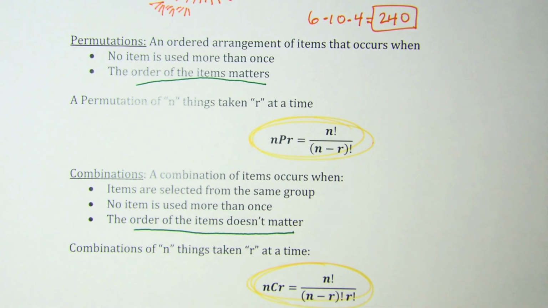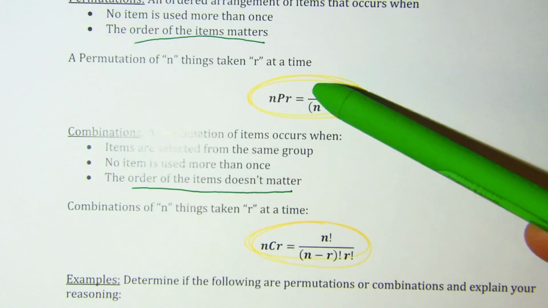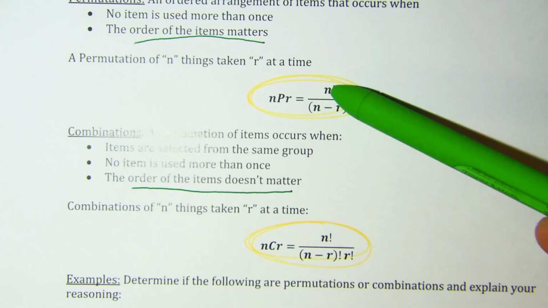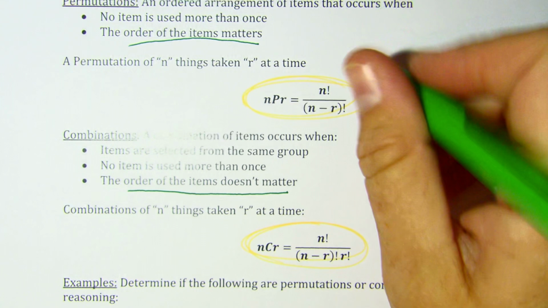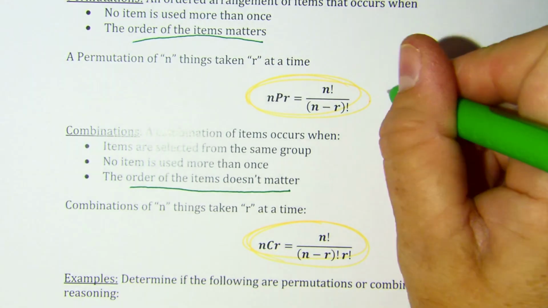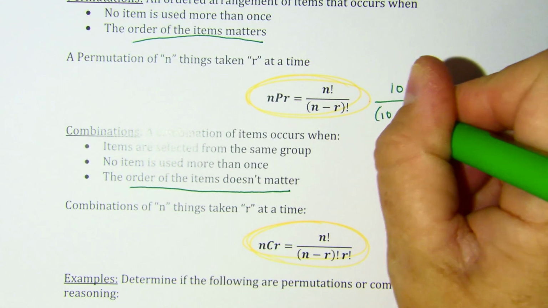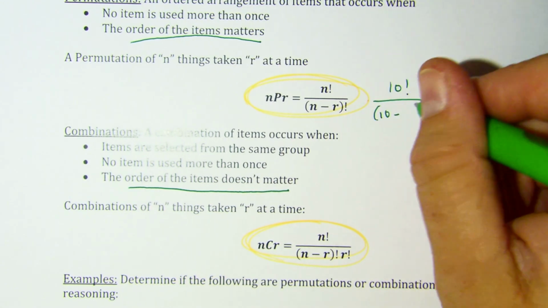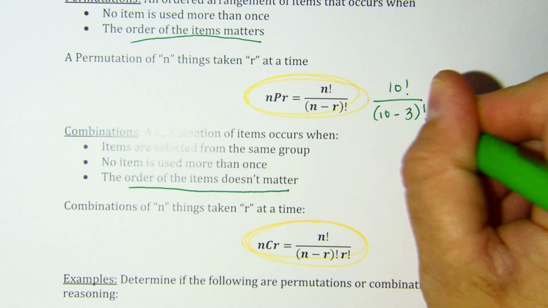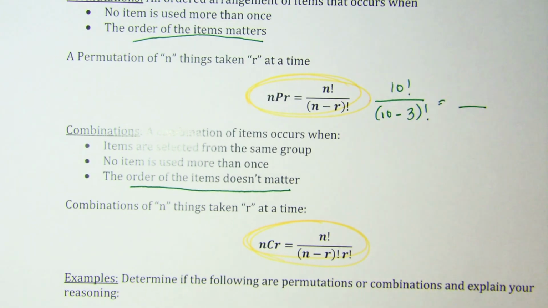And these are the formulas for each of those. So for permutations, in the example I just gave, if you have 10 people who are racing, that would be 10 factorial over 10 minus, and then I was choosing 3 to come in first, second, and third place, 3. And then you calculate that.